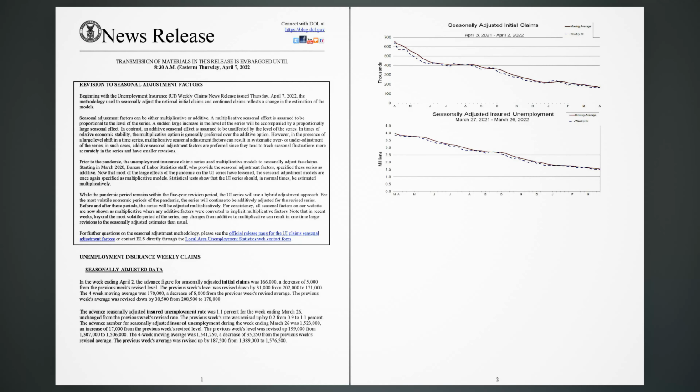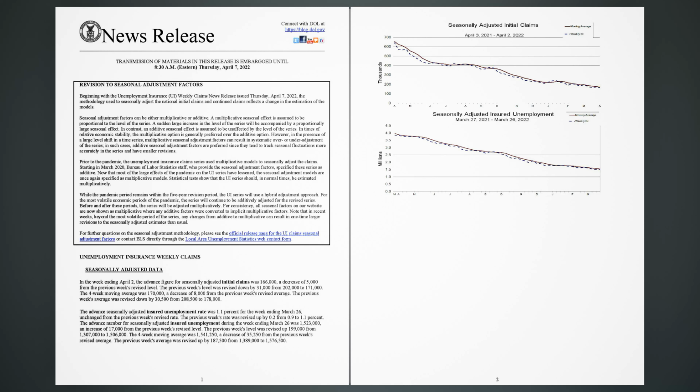Unemployment Insurance Weekly Claims. Transmission of materials in this release is embargoed until 8:30 a.m. Eastern, Thursday, April 7, 2022. Revision to seasonal adjustment factors. Beginning with the Unemployment Insurance (UI) Weekly Claims News Release issued Thursday, April 7, 2022.